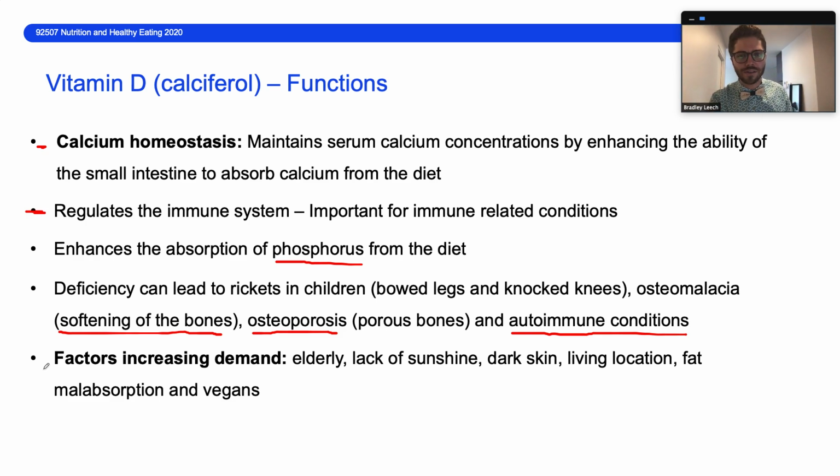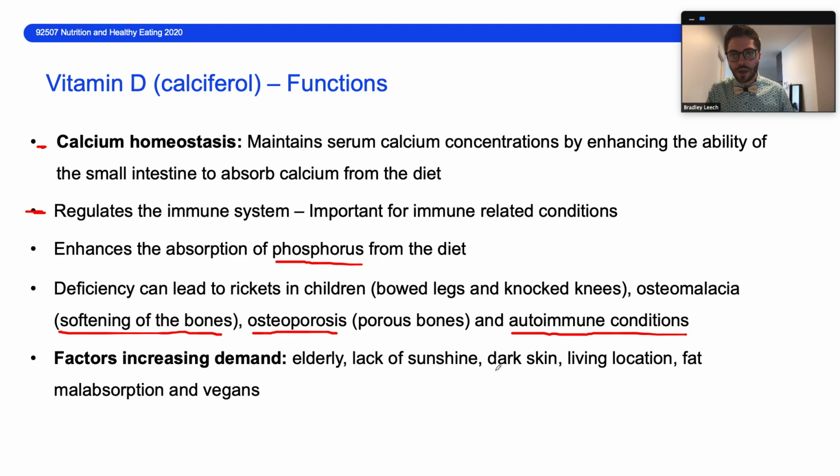Now, factors increasing demand for vitamin D: the elderly. Why? The elderly have a reduced ability to obtain vitamin D from the sun because of their skin. There's that lack of conversion. Here we go, lack of sun. Right now, as we're doing this, New South Wales has gone into a semi-lockdown, requiring people to stay indoors. If we stay indoors more frequently, our ability to obtain vitamin D from the sun reduces, thereby we are at risk of vitamin D deficiency.